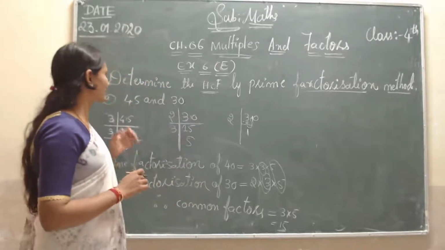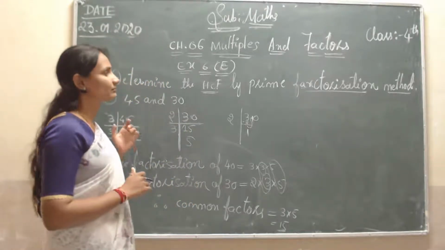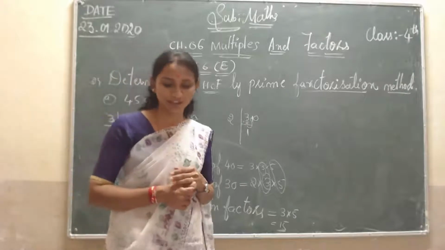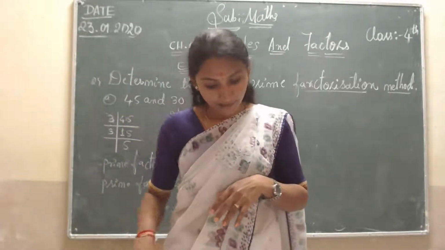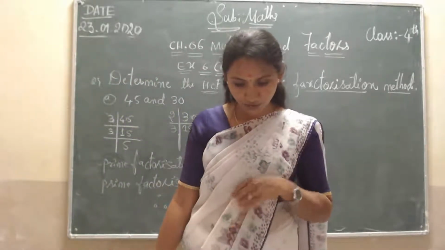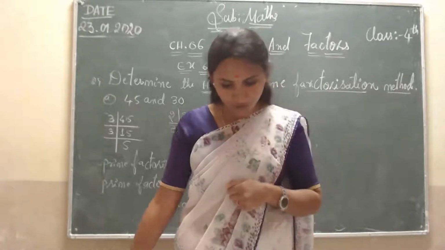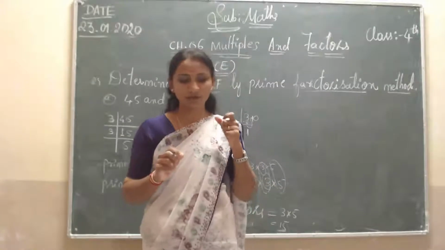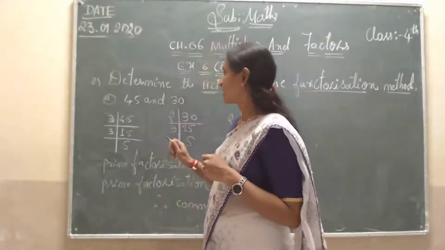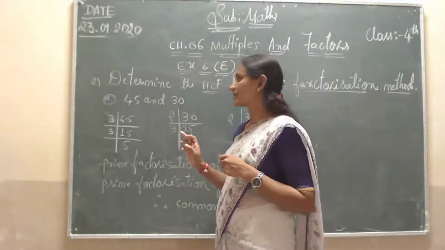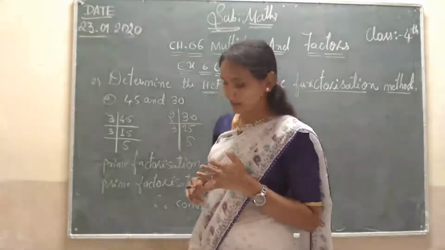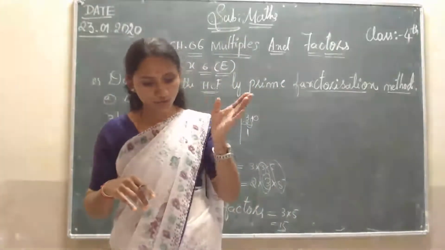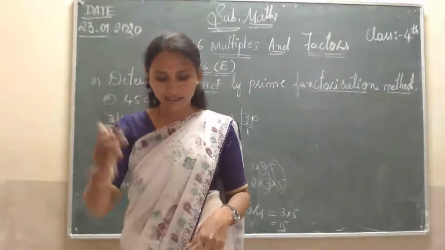Students, so this is the prime factorization for HCF. Okay. So next, again one more question. So see the next question, students. So B is given three numbers. In question A, 45 and 30, only 2 numbers are given. In the next question B, the numbers given are 40, 48 and 72.